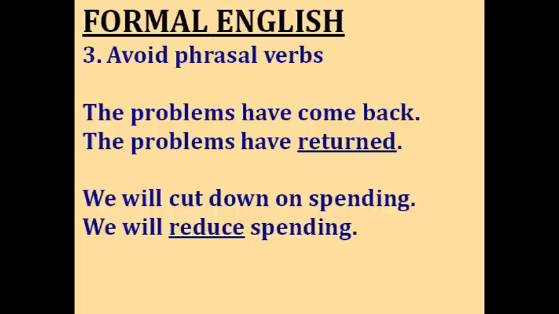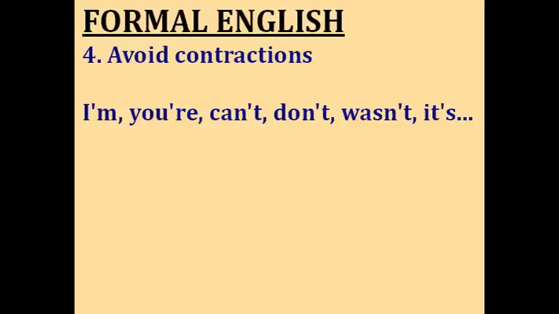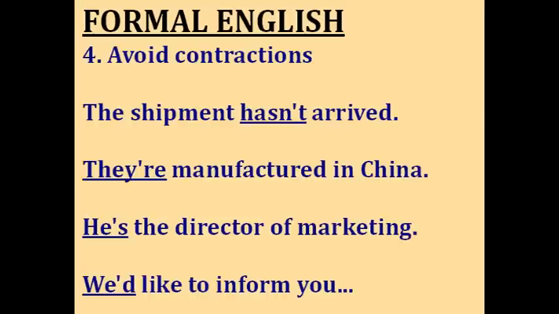The 4th characteristic of formal English is that we avoid contractions. Contractions are these shortened words like I'm, you're, can't, don't, wasn't, and it's. So here are 4 sentences. The shipment hasn't arrived. They're manufactured in China. He's the director of marketing. And we'd like to inform you. How can you write those sentences so that they don't use the contraction? Take a minute to write out the long form of each word.